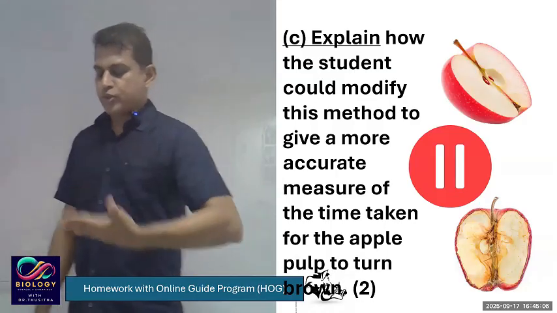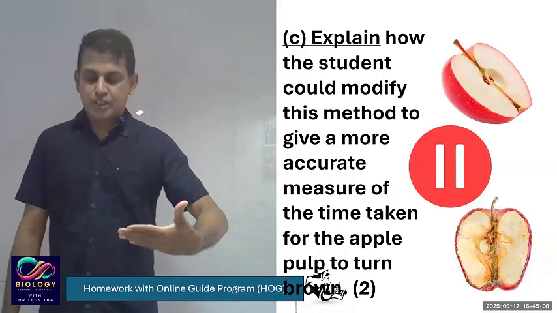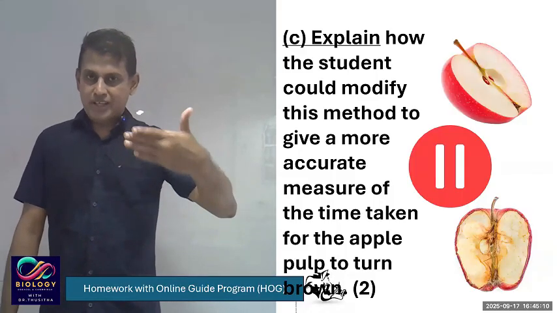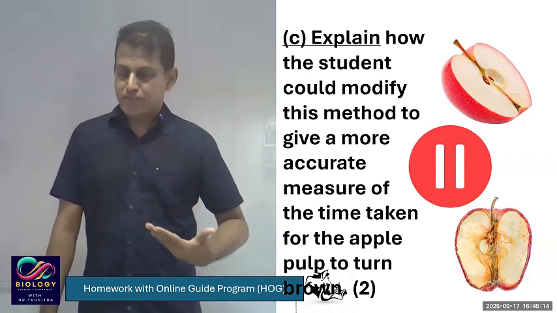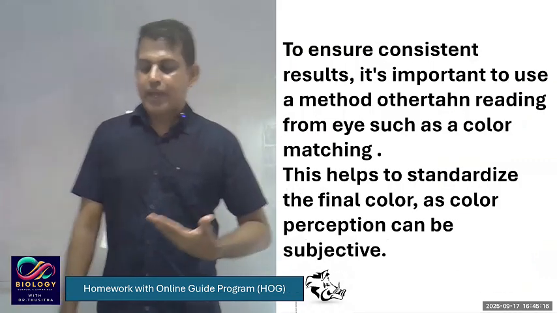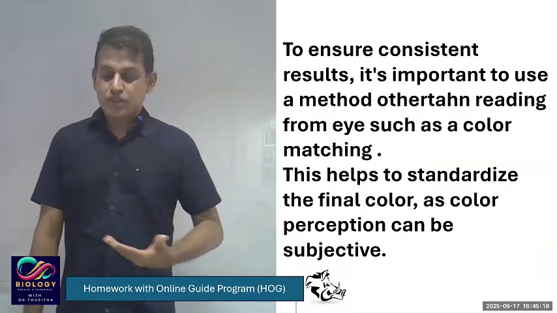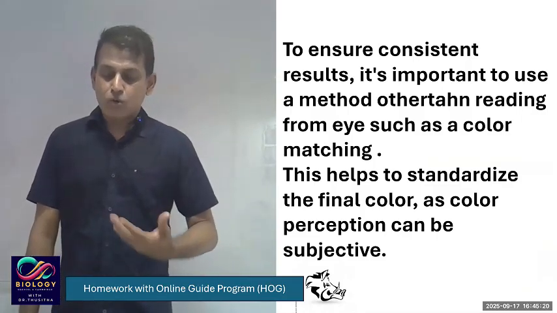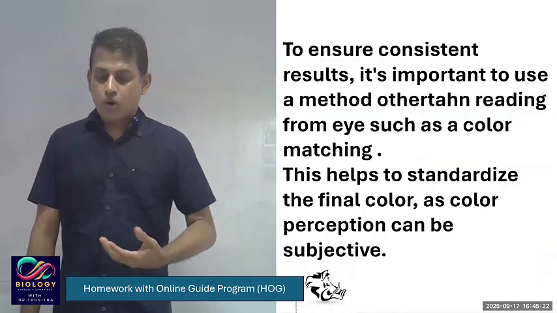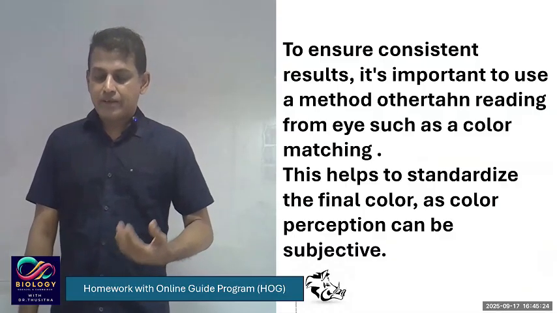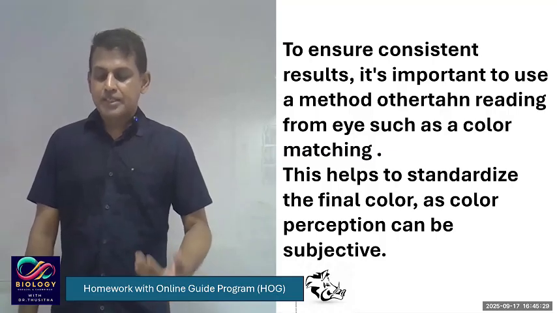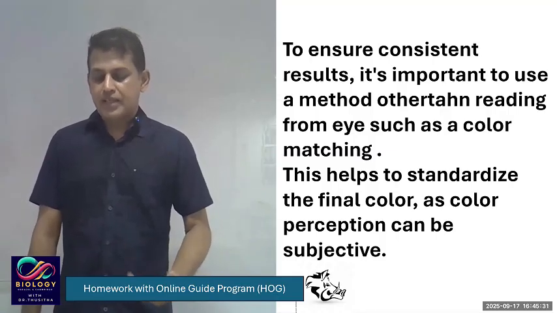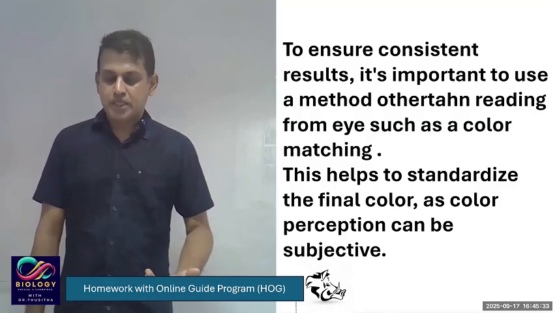So when you see the apple and you check the color chart, whether it has come to the end or it is still in the middle. That's the method we use. So here, the answer is: ensure consistent results. It is important to use a method other than reading by eye, such as color matching. This helps to standardize the final color, as color perception can be subjective.